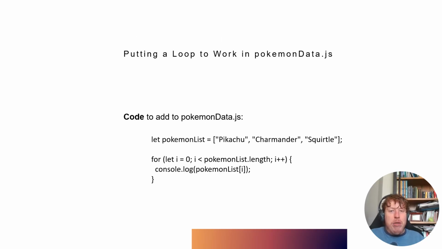Here's the code we'll be adding to pokemon-data.js. This will allow us to loop through the list of Pokémon names and print each one to the console. Make sure to save your changes before running the code.